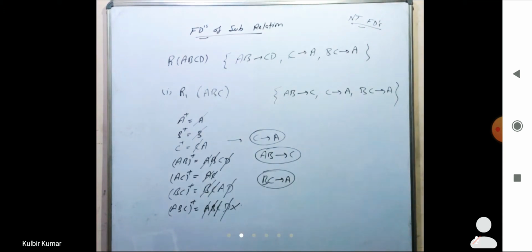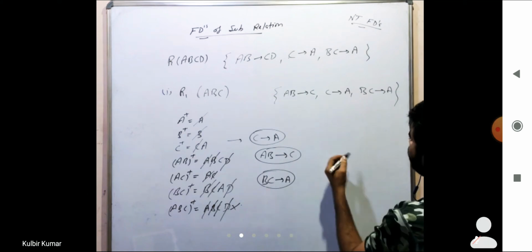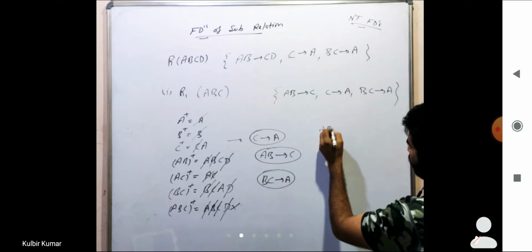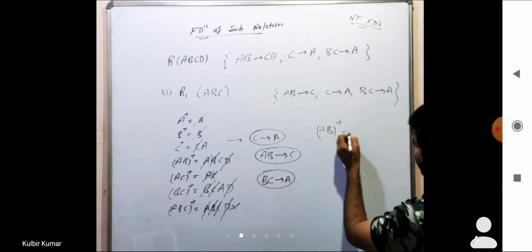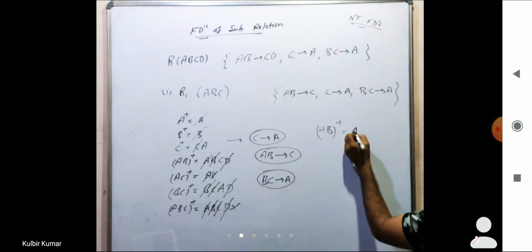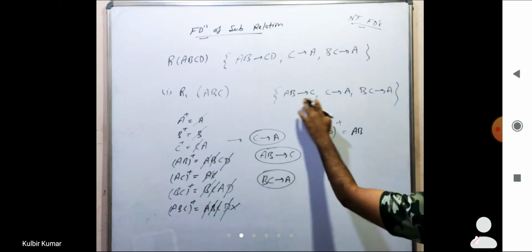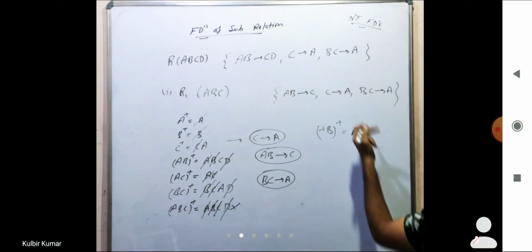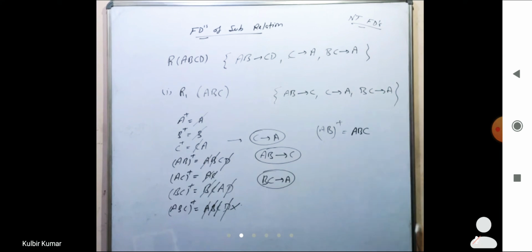And what can be the candidate keys? Let me find out the candidate keys also. If I take the closure of AB, AB closure is what? It is AB itself, and AB can derive C, and C can derive A, and BC can derive A.